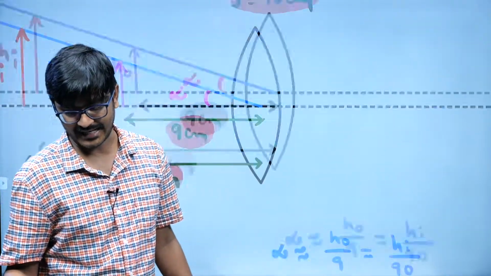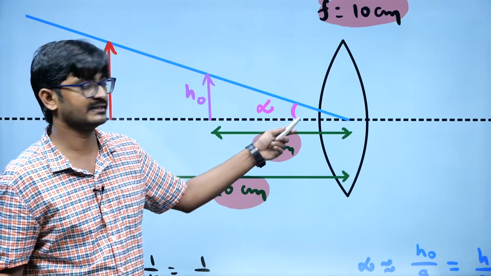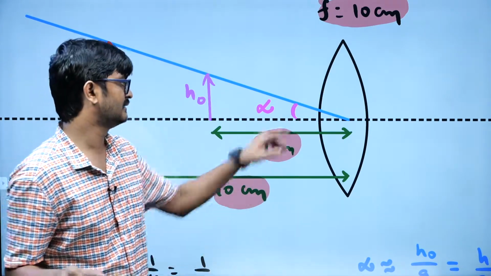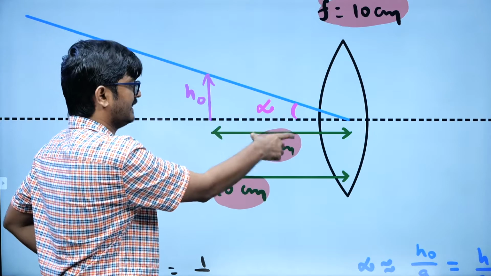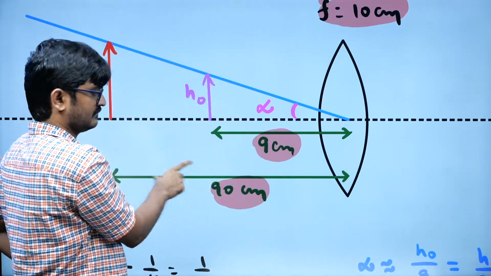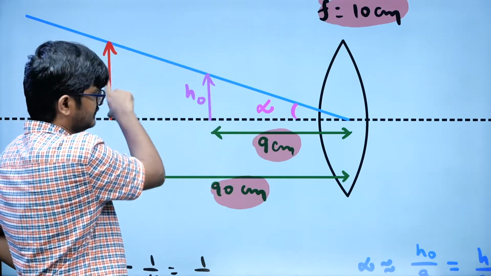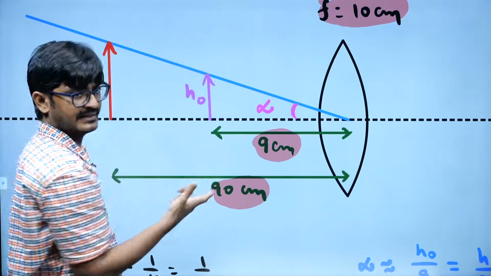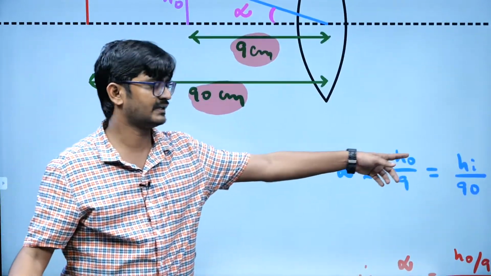Now we'll see what is the angle subtended in the new case. So this is the angle subtended in the new case. So how much is that angle? Again I can say alpha is h naught by 9 or h1 by h object and image. So alpha is h naught by 9 or hi by 90.